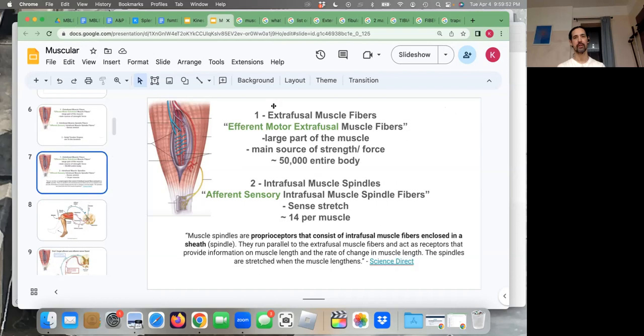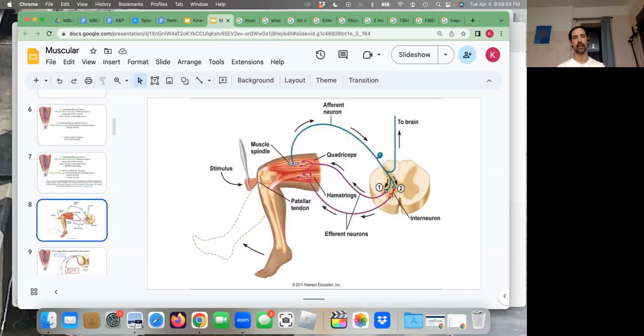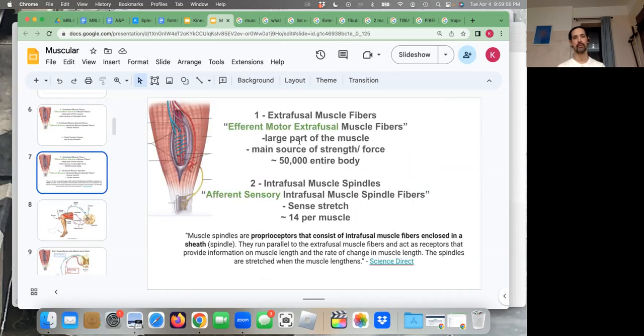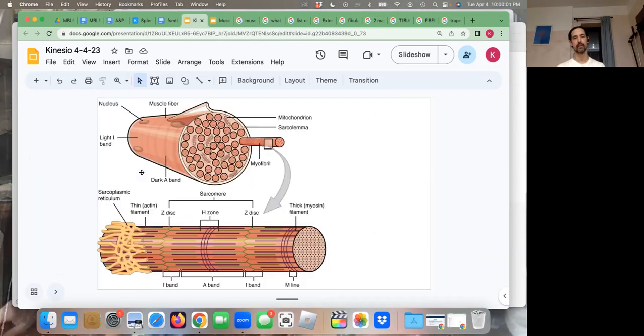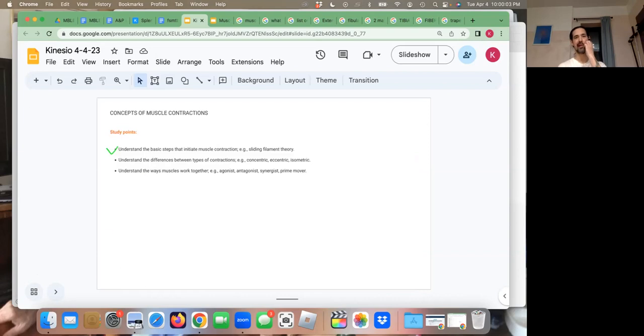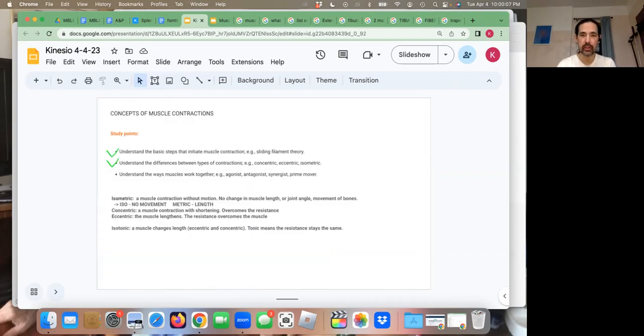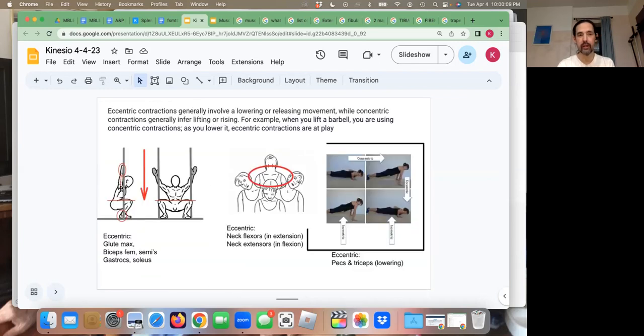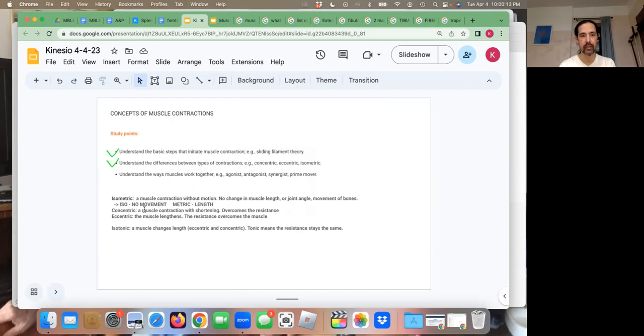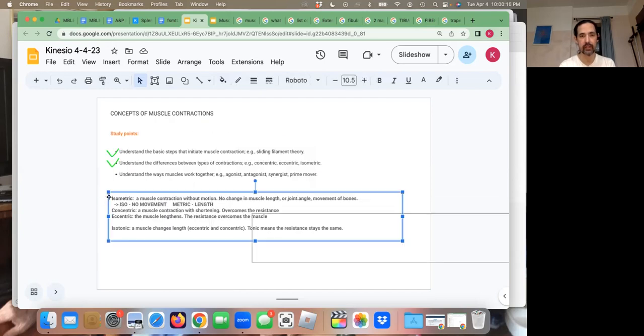Also look at the efferent and intrafusal and extrafusal muscle fibers from the muscular lecture. And then make sure that you also look at concentric, eccentric, and isometric.